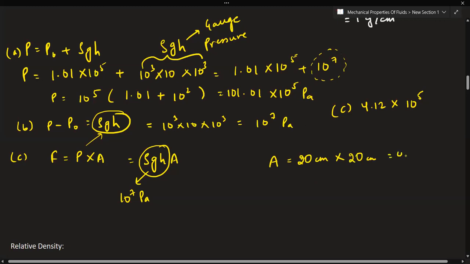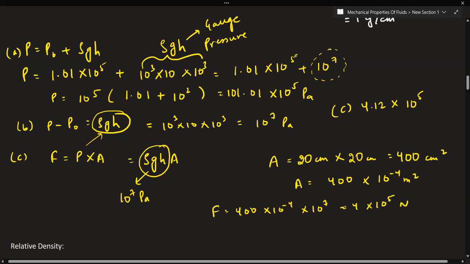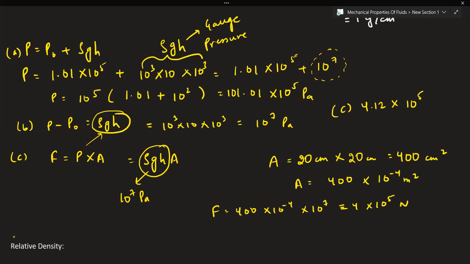So this would be 400 centimeter square, and we don't need centimeter square. We need the area in meter square. So that would give you 400, and then remove the centimeter square. This would be 10 to the power minus 4 meters square. So you have this area now. So force would be simply the product of the area and this rho gh. Rho gh is basically our pressure, the pressure exerted by the liquid, or the gauge pressure. So this would be 400 into 10 to the power minus 4 into 10 to the power 7, or you can say 4 into 10 to the power 5 Newton. Fine? Yes, ma'am. Just note this down. Okay, ma'am.